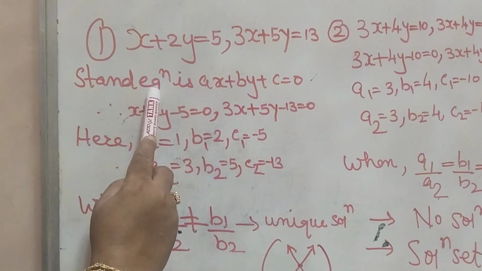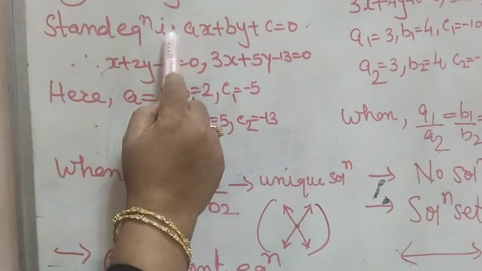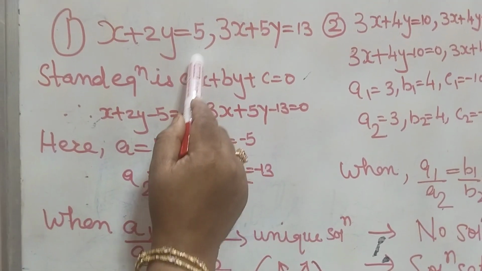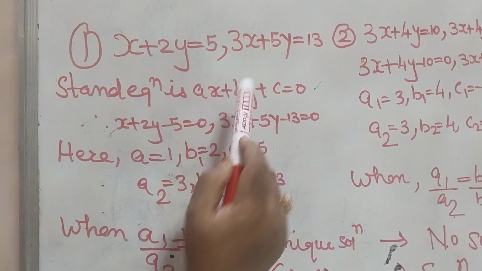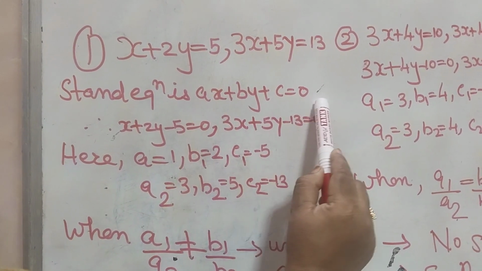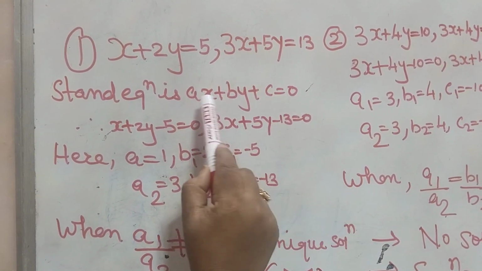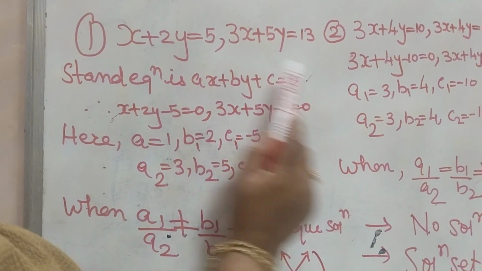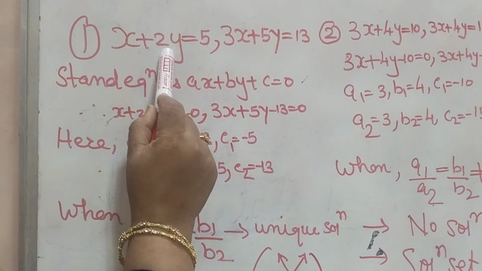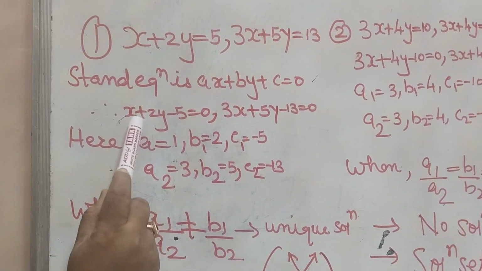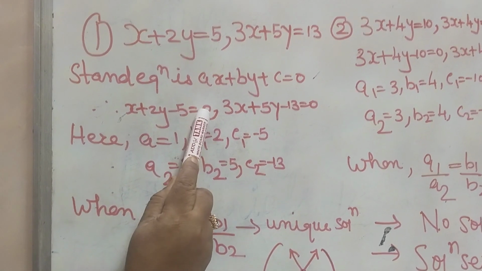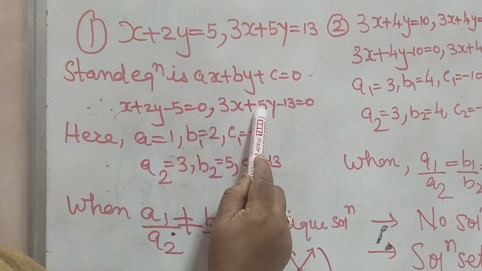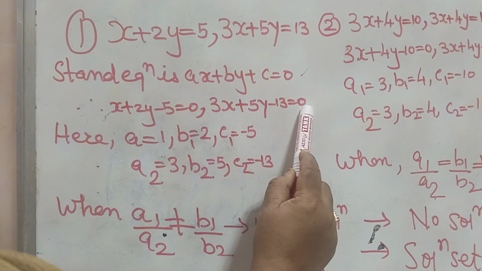The standard equation of linear equation in two variables. You know which are the variables? X and y are the variables. And how you can say this is linear equation? Because the power is 1, degree is 1, right? This is the standard equation. So by arranging this equation in standard form, I will get x plus 2y minus 5 is equals to 0, 3x plus 5y minus 30 equal to 0.